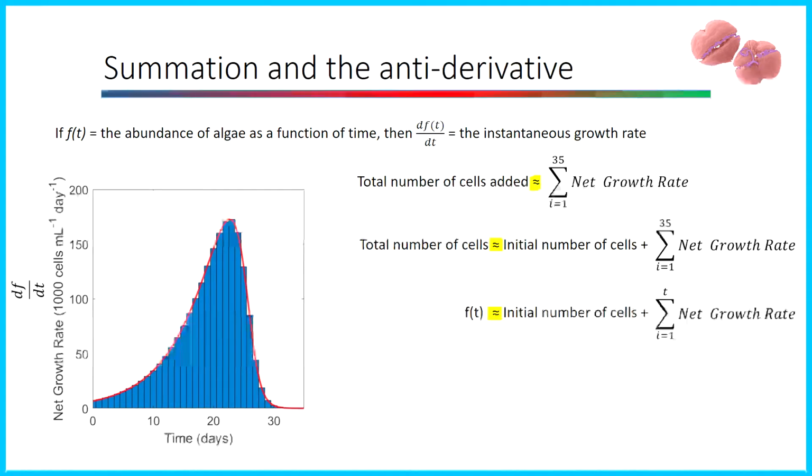The growth rate changes constantly throughout the day. So if we wanted to compute the abundance of cells from the growth rate more accurately, we might measure the growth rate more frequently. Let's say that we chose to measure the instantaneous growth rate twice per day, at midnight and at noon. Let's think about how we need to change that equation for computing f of t if we have these measurements made at noon and midnight.